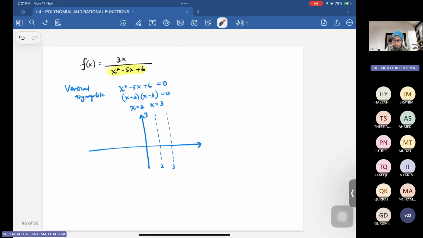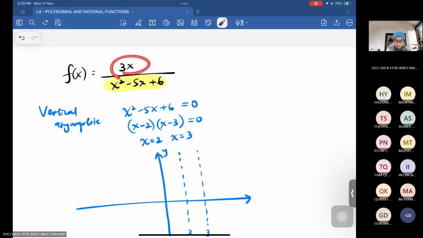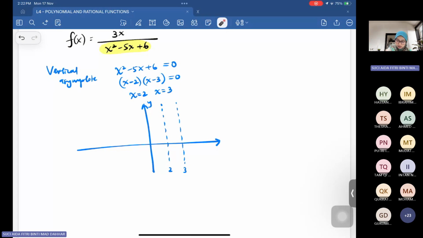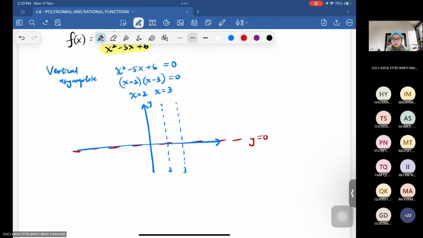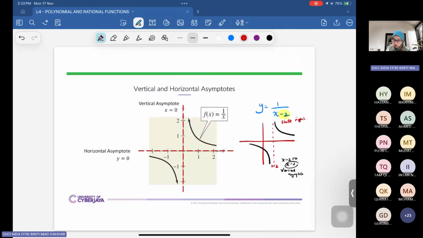For example, this. The highest power on the top is power 1. The highest power in the bottom is power 2. So it's lower than the bottom. That means the horizontal asymptote is at y equals 0. This is my horizontal asymptote.